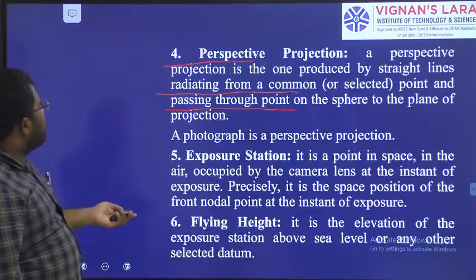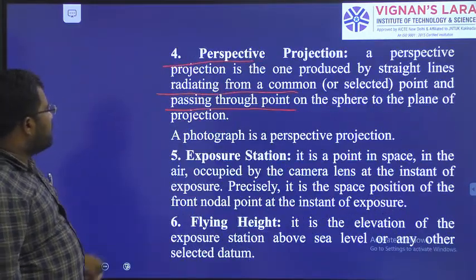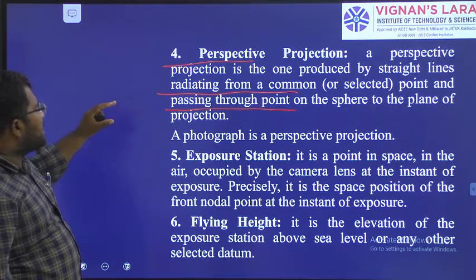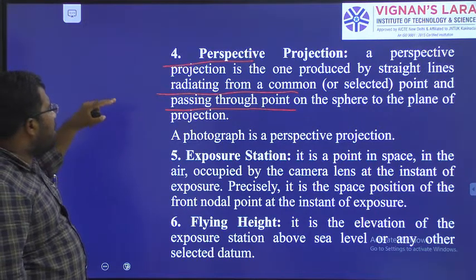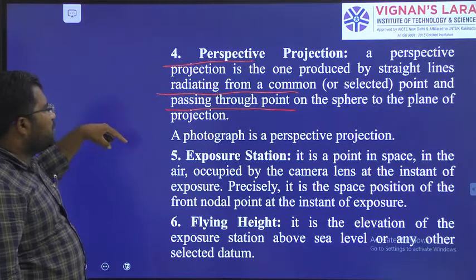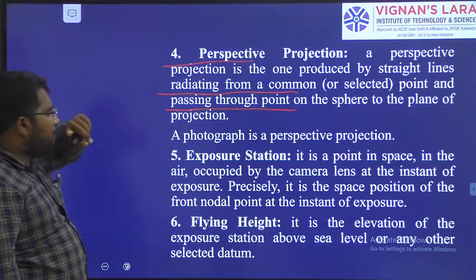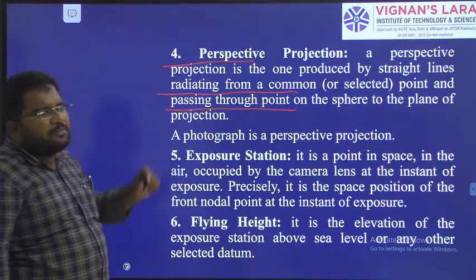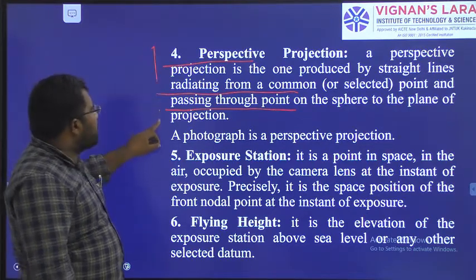So what it is telling is that the perspective projection is the one produced by straight lines radiating from a common point and passing through the plane of the projection. Next, a photograph is a perspective projection. So this is called perspective projection.